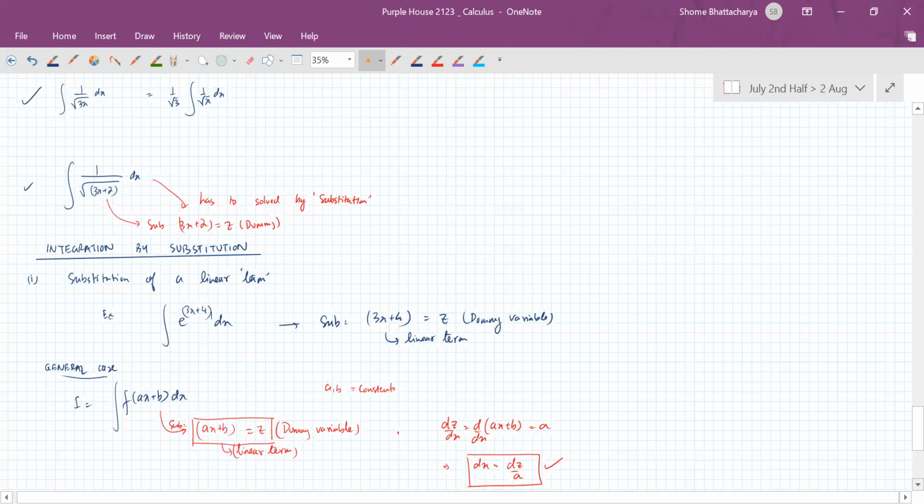Sir, in this slide, can you explain that last box which you made in red color on the right side? Dx is equal to dz upon a. That one.